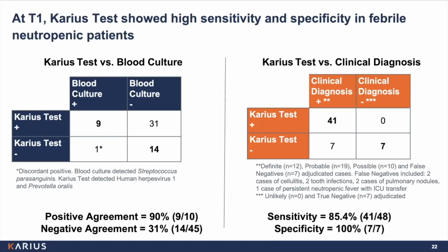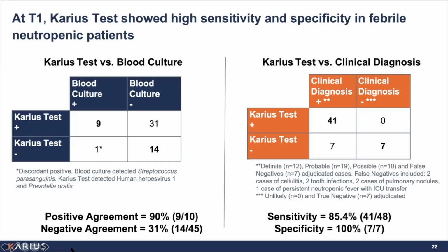48 cases were deemed to be caused by an infection. And of those, in every single case that Karius test was positive, there was a plausible cause of infection based on adjudication. Of these cases, as I mentioned before, definites were 12, probables 19, and possibles 10. I have to mention that, as you can see here, all the possible cases were classified as true positives.